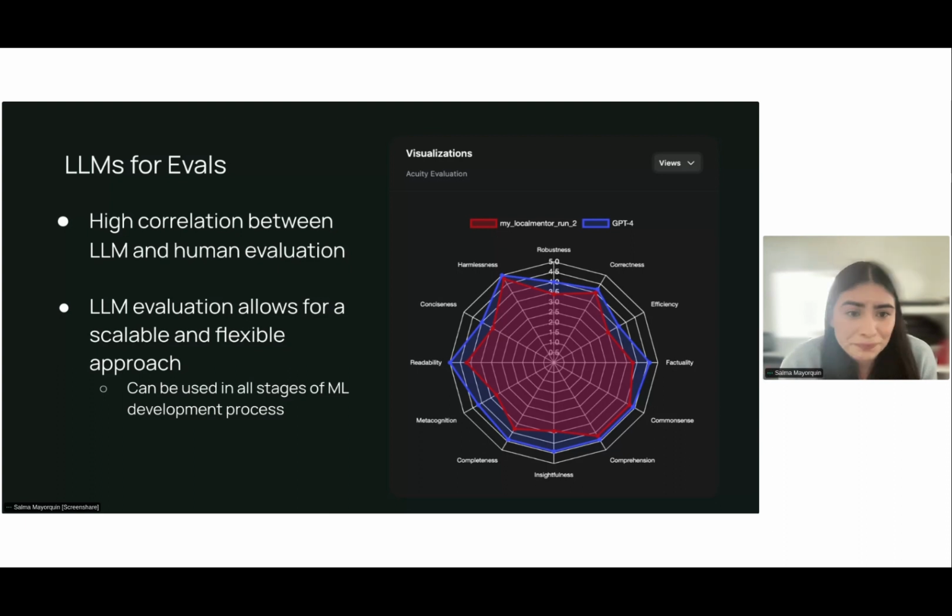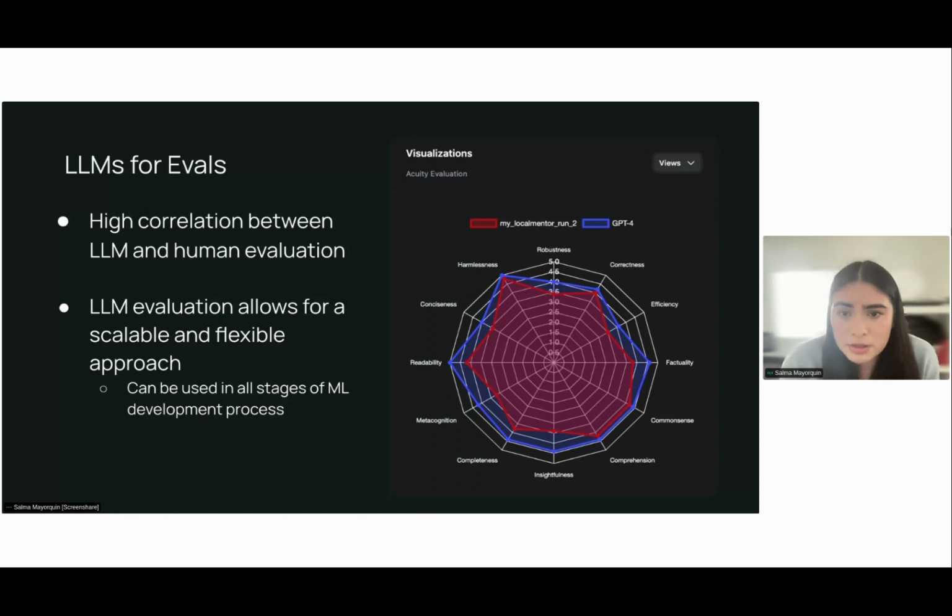And so this is just a more scalable and flexible approach and can be used in all stages of the ML development process. As we saw, an LLM evaluator was essentially used for mixed match. It could be used in post-training, and it could also be used while monitoring the model once it's deployed. So something to keep in mind that you'd like to design. I think LLM evaluation just offers more flexible test design approaches.